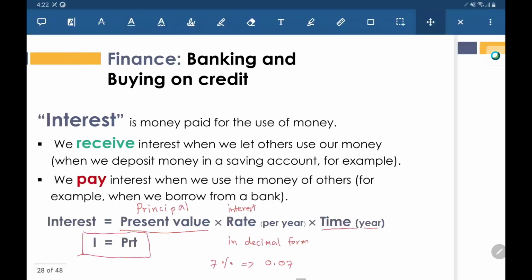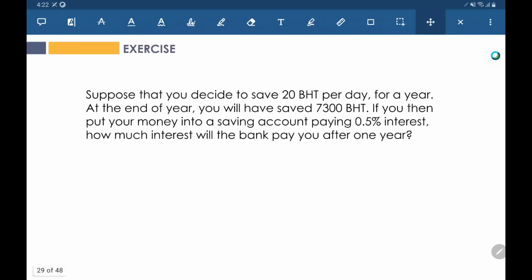Let's see an example to find the interest. Suppose that you decide to save 20 baht per day for a year. At the end of the year, you have saved 7,300 baht. If you then put your money into a savings account paying 0.5% interest, how much interest will the bank pay you after 1 year?